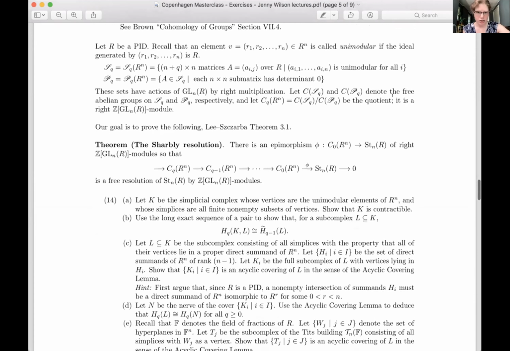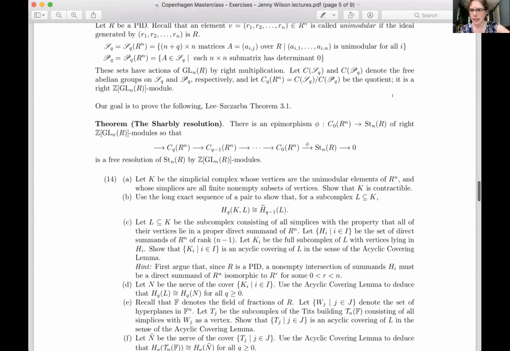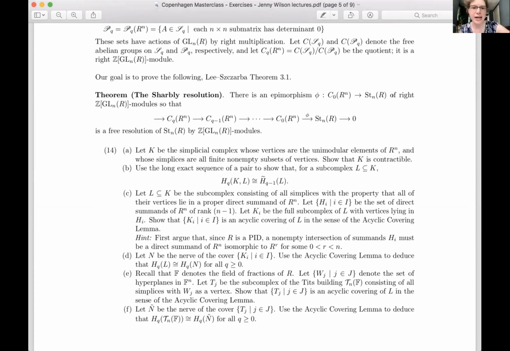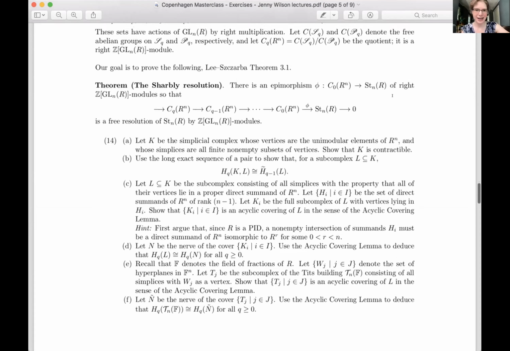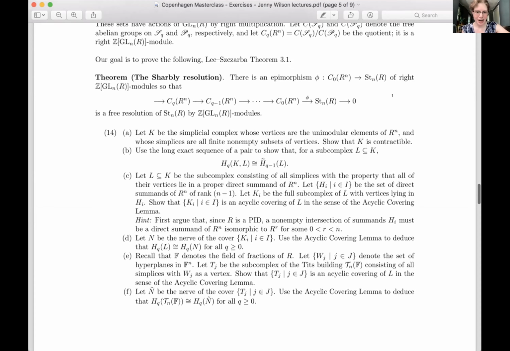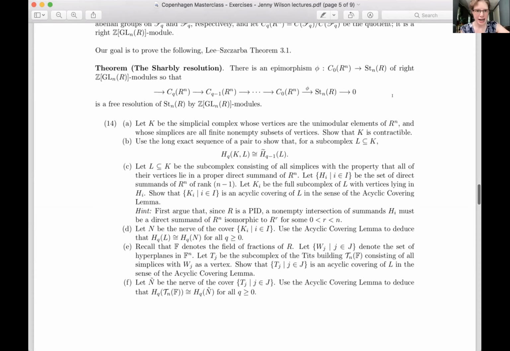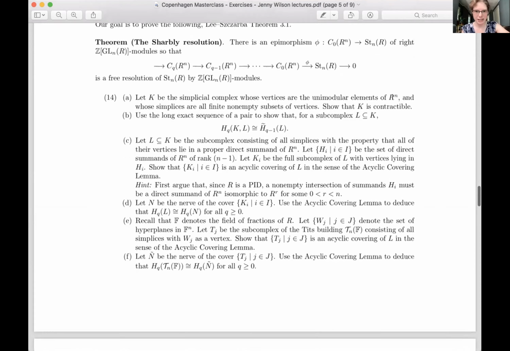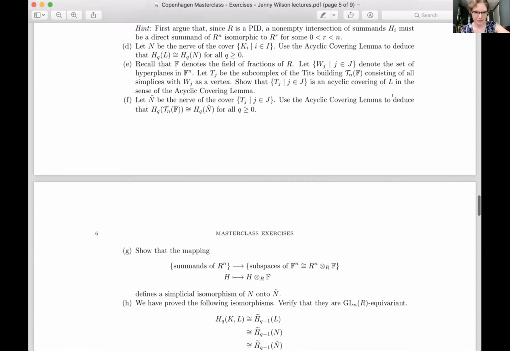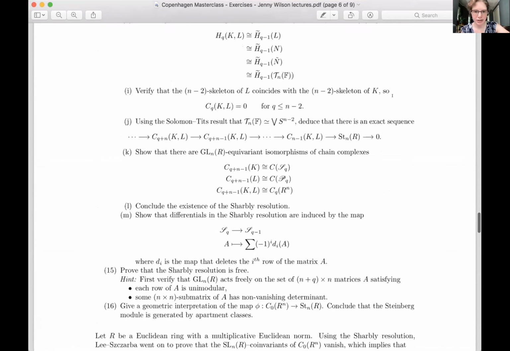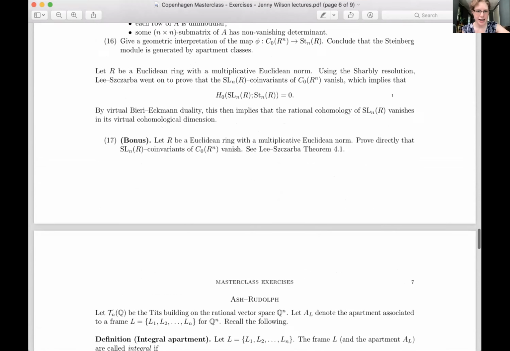And then the argument is, I think, quite nice, by Lee and Szczarba, in considering appropriate covers of the Tits building and of related complexes that they define. So you are guided through that exercise.